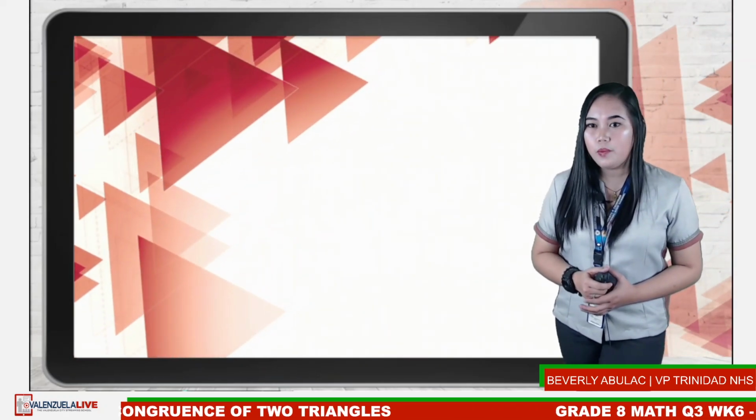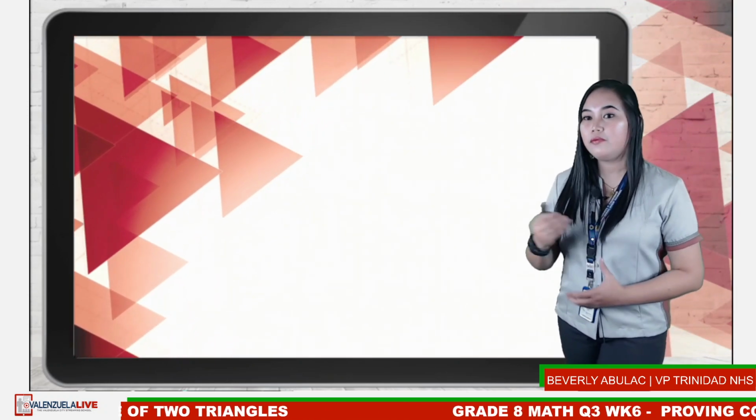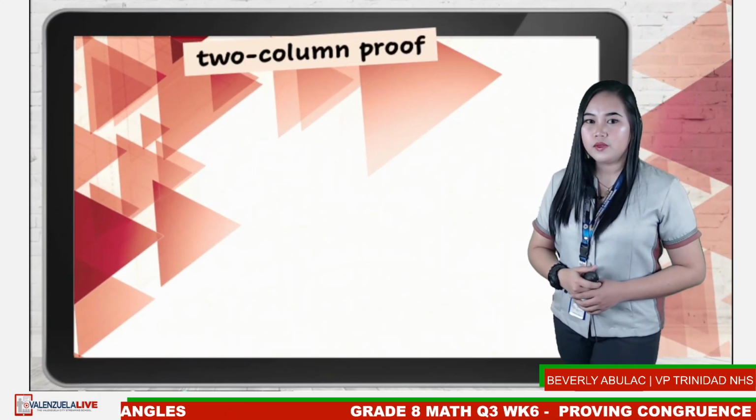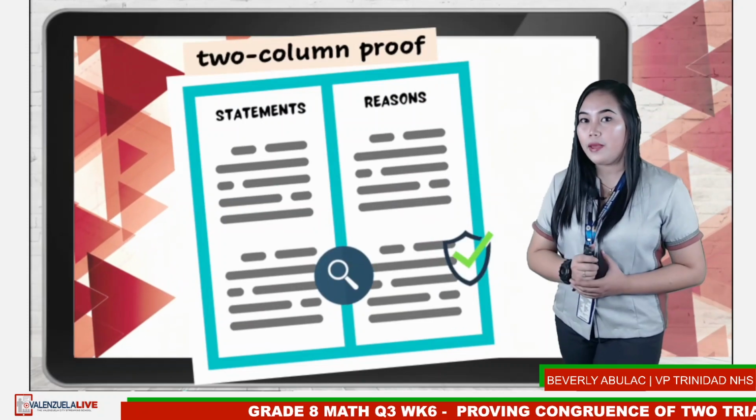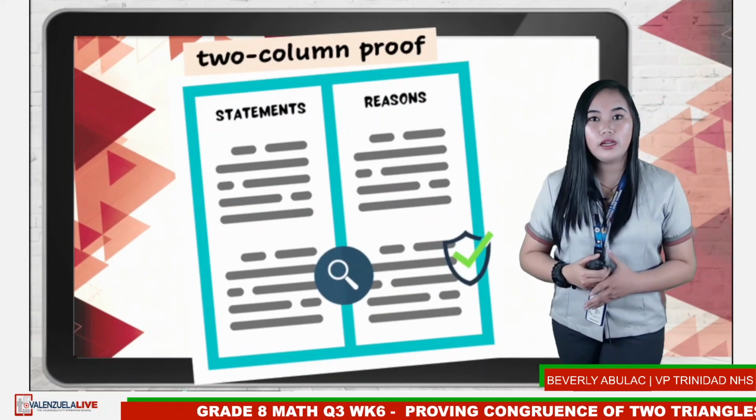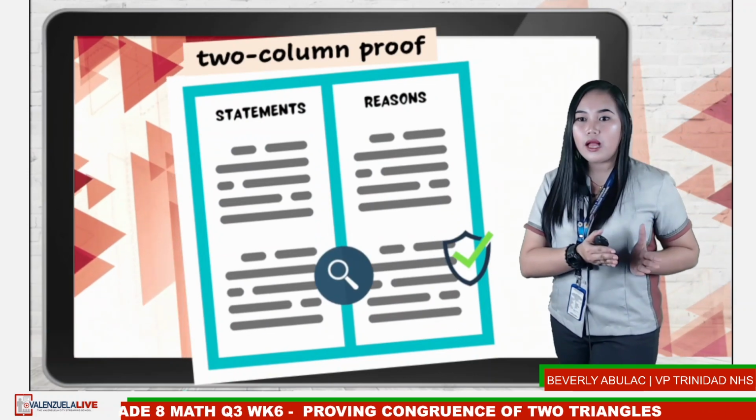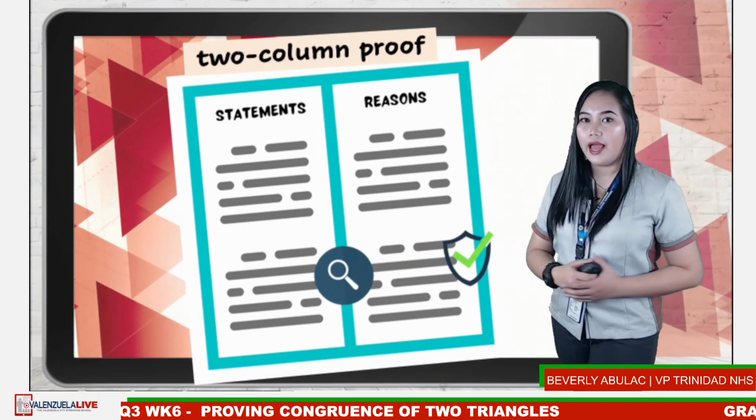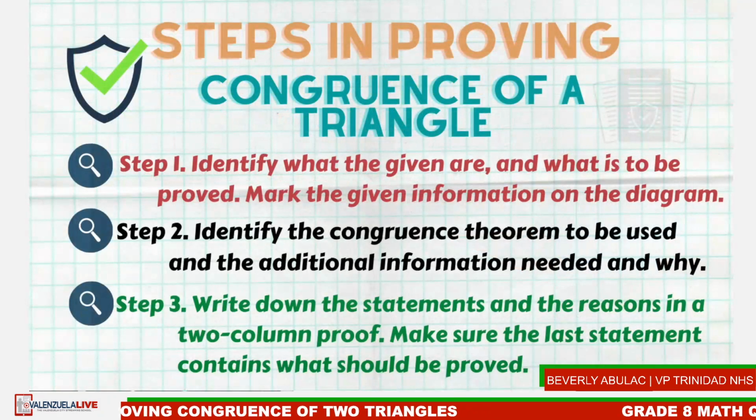Remember, in proving that two triangles are congruent, we can prove in paragraph form or using the two-column proof. A two-column proof is a formal type of proof in geometry in which the known or derived statements are written in the left column, while the reason for each derived statement is written in the right column. Here are the steps in proving that two triangles are congruent.